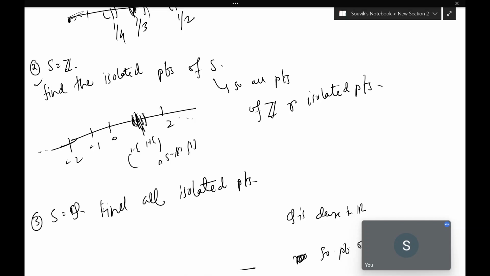So basically what does isolated mean? Isolated means there is a distance between the points. Some of the points have a distance. So there are no isolated points here. For example, take an open interval union some points. These 3 points are isolated points.